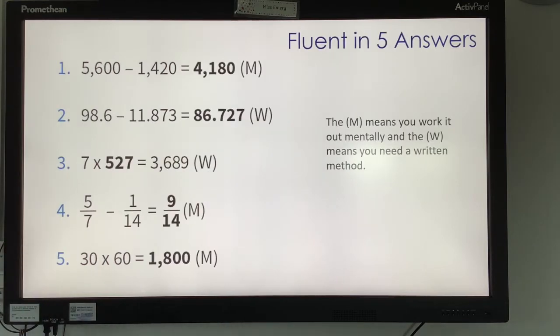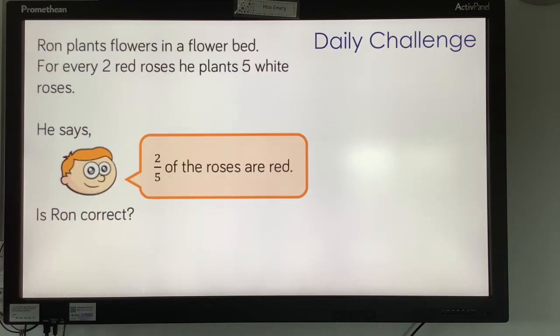So we've got 4/180, 86.727, 527, 9/14 and 1,800. That is right, because that would convert to 10/14. I did check it, because they keep being wrong.